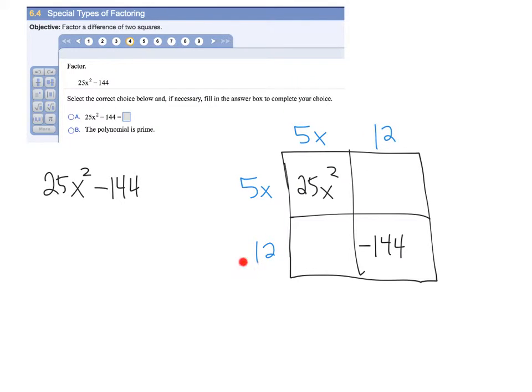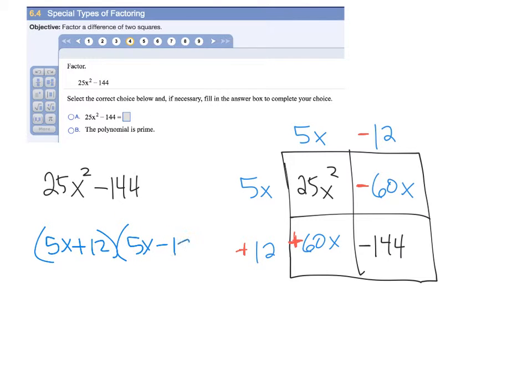So if we were to multiply these out to get these values, I would get 60x and 60x, but we need them to cancel each other out. So that means this needs to be a negative 60, and that has to be a positive 60, which means this must be a negative 12, and this has to be a positive 12. So our factors are 5x plus 12 and 5x minus 12.